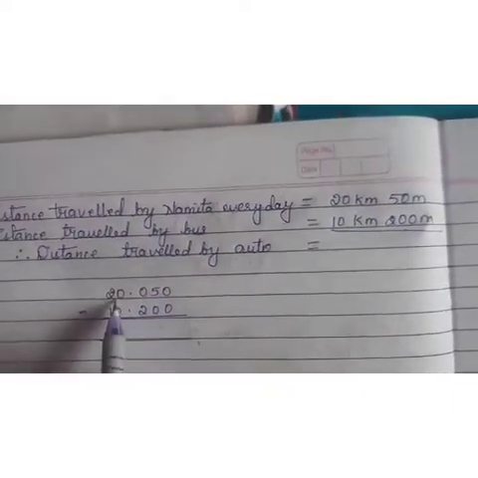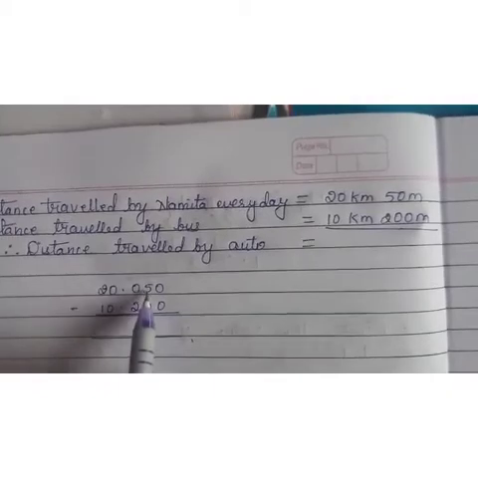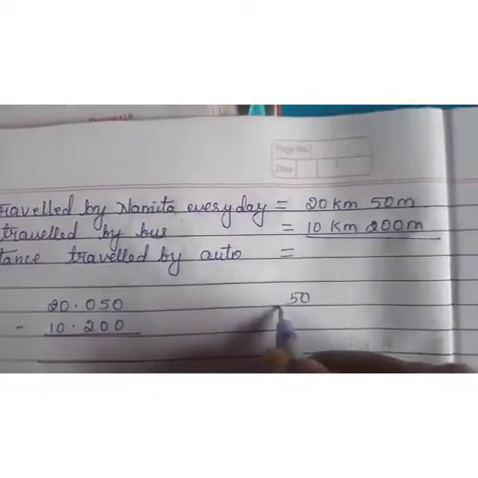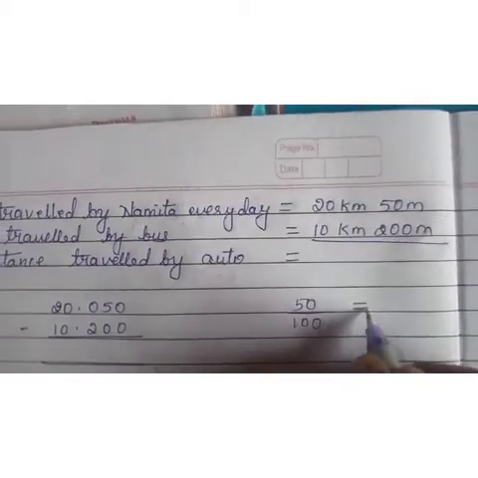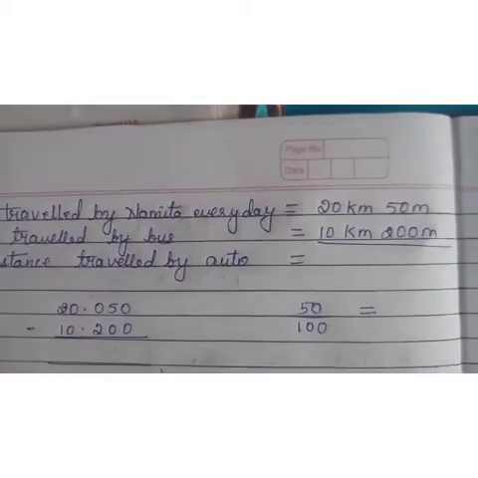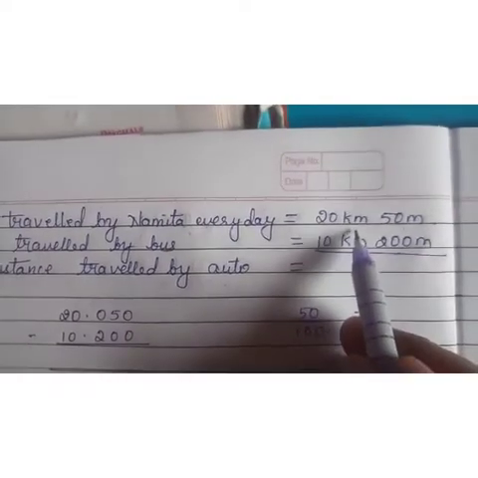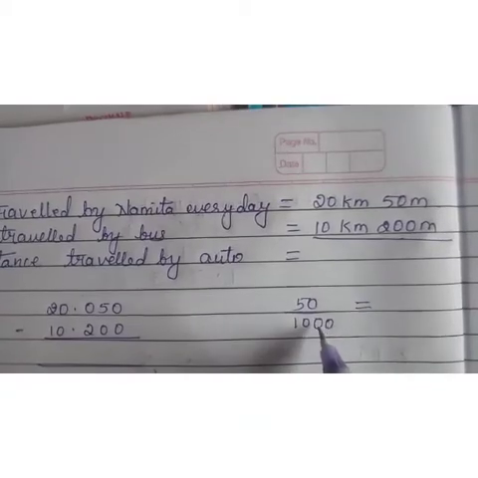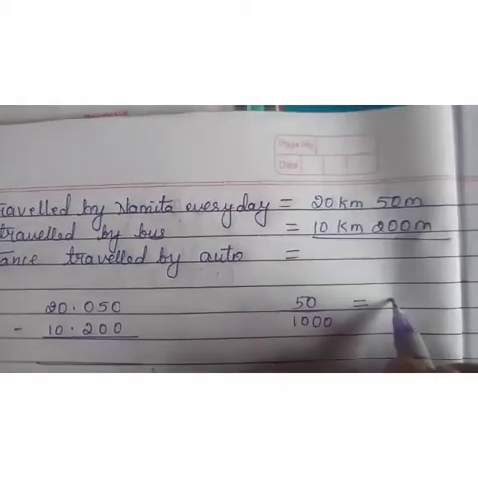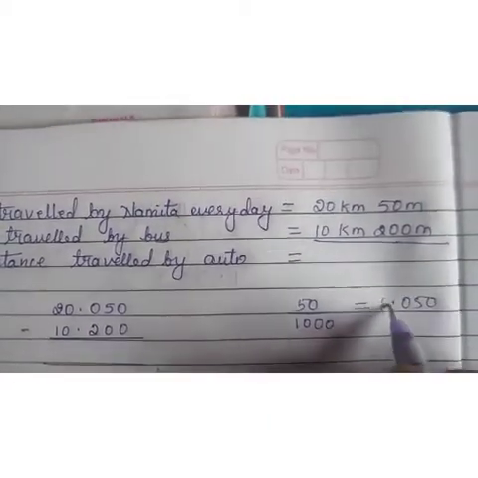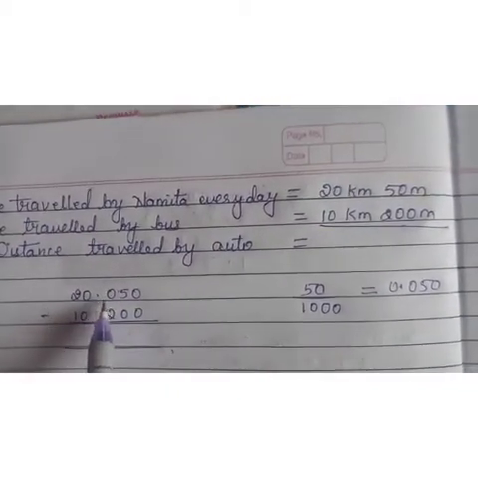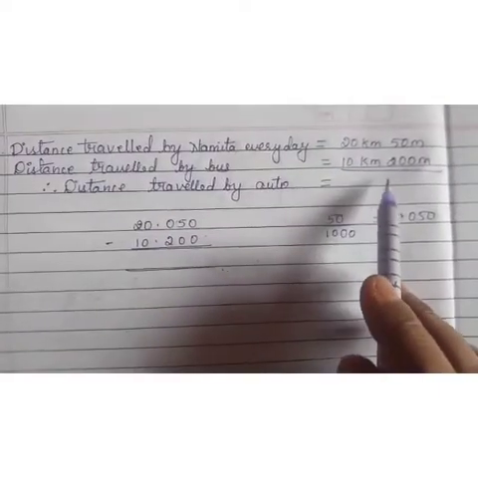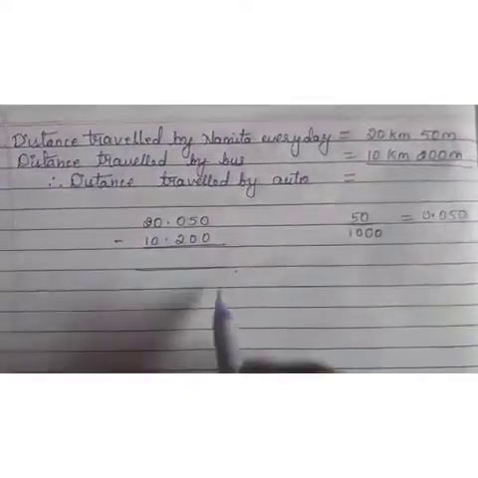Again take it separately. 20.050, that is 50 meters. So children, I have told you how to convert 50 meters. 50 upon 1000, since here it is kilometers, so you will take 1000, isn't it? So it will be 0.050. I have written it here, 0.050. Is it clear? Now write 10 kilometers and 200 meters. I have written. Now subtract.